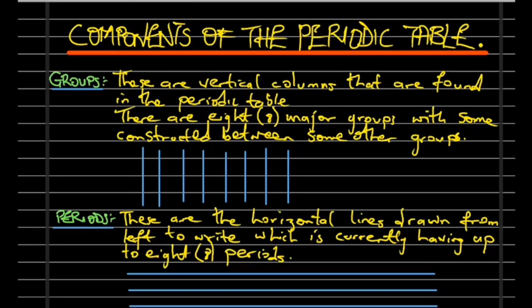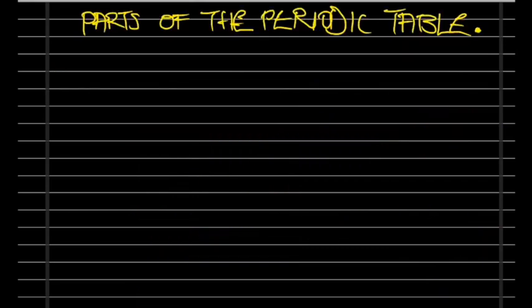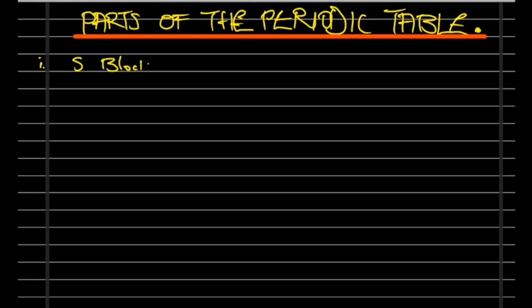So parts of the periodic table now. Looking at the major parts of the periodic table, we have the S block 1. We have 2.